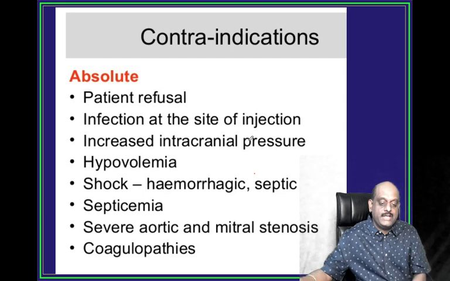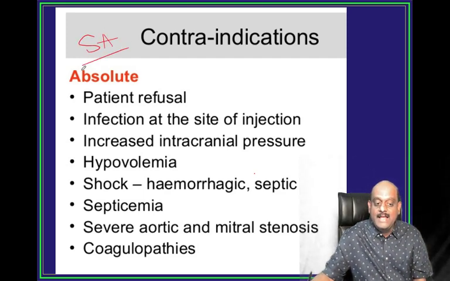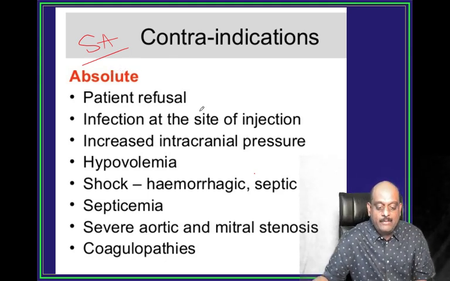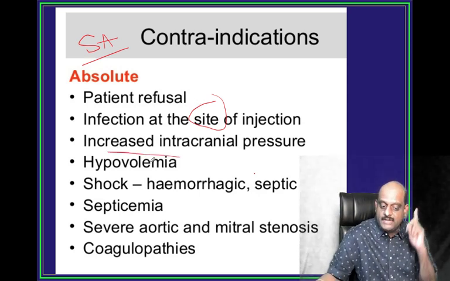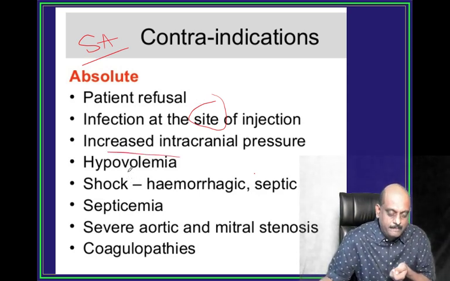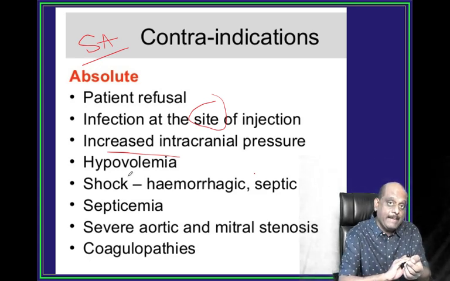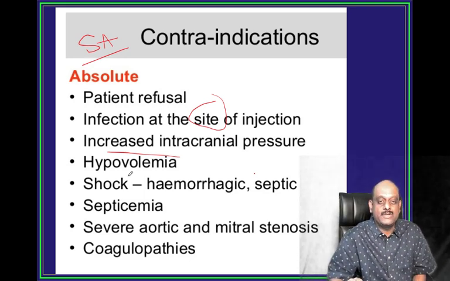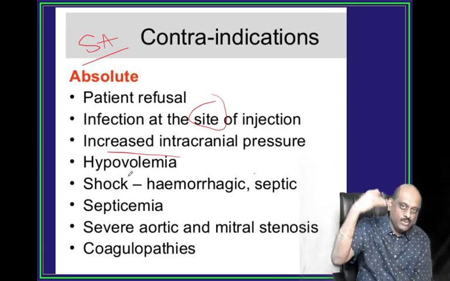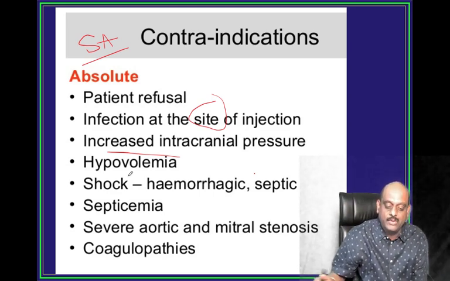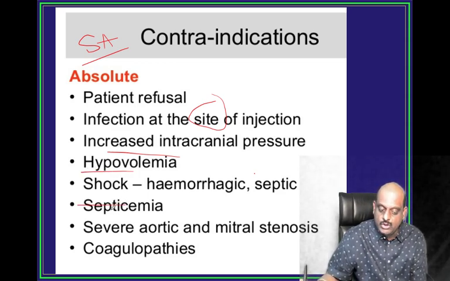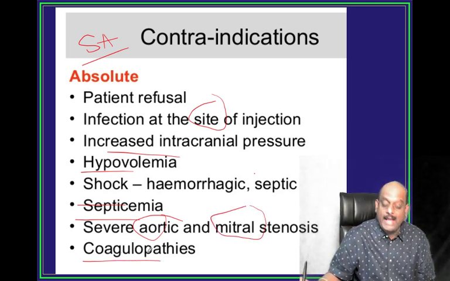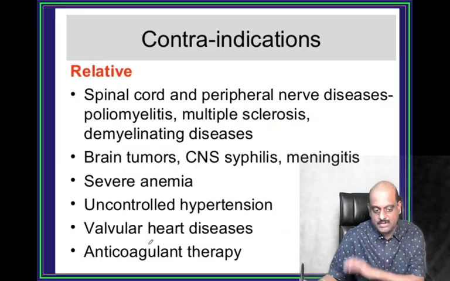Favorite question: spinal anesthesia, absolute and relative contraindications, you should be very sure. Number one, any infection at the site of injection, any raised ICT. Always before you pass a lumbar puncture needle, check the pulse. If there's a bradycardia, that means there's a raised ICT, you should never do the spinal puncture. Otherwise, it leads to herniation across the tentorium. So, hypovolemia, shock, septicemia, any severe aortic or mitral stenosis and coagulopathies are absolute contraindications.